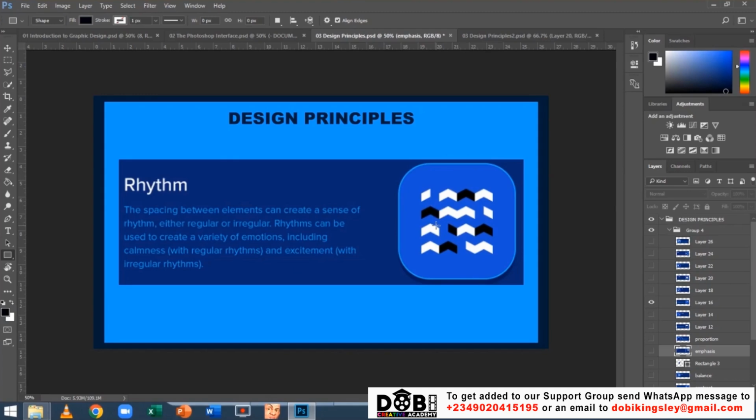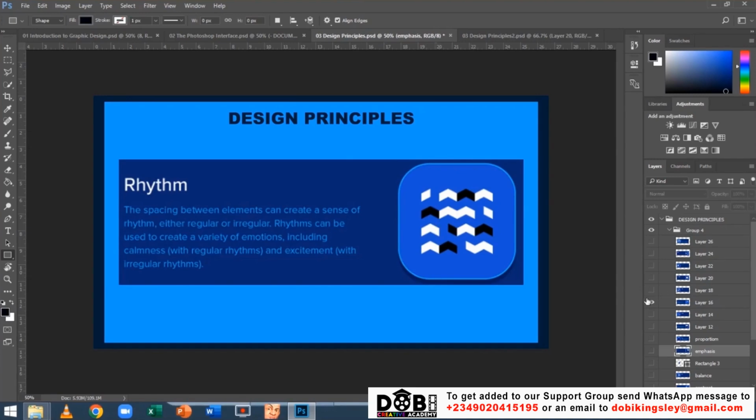Remember that your design is trying to pass a message across. So there's an emotion that you're trying to generate based off your design. You need to make sure that you don't lose touch of that emotion that you are trying to create. So rhythm is a powerful tool to use. By spacing the elements, the color, and all, you can create a certain emotion, a certain mood.